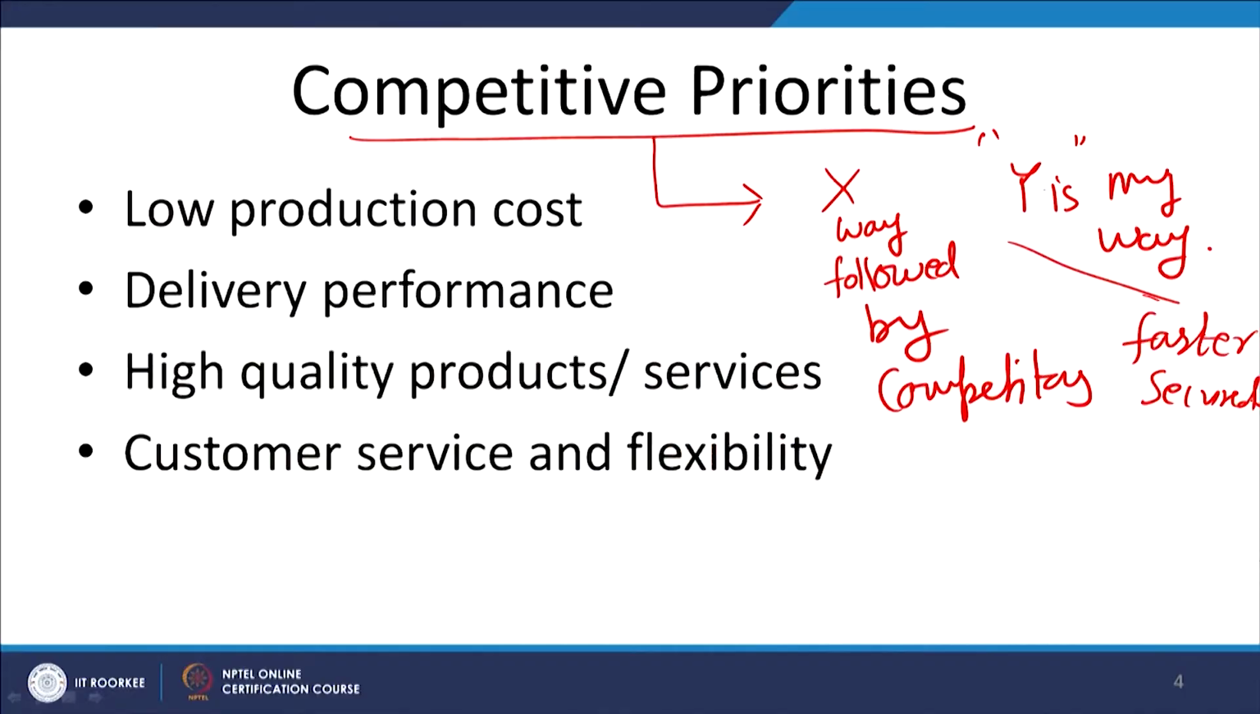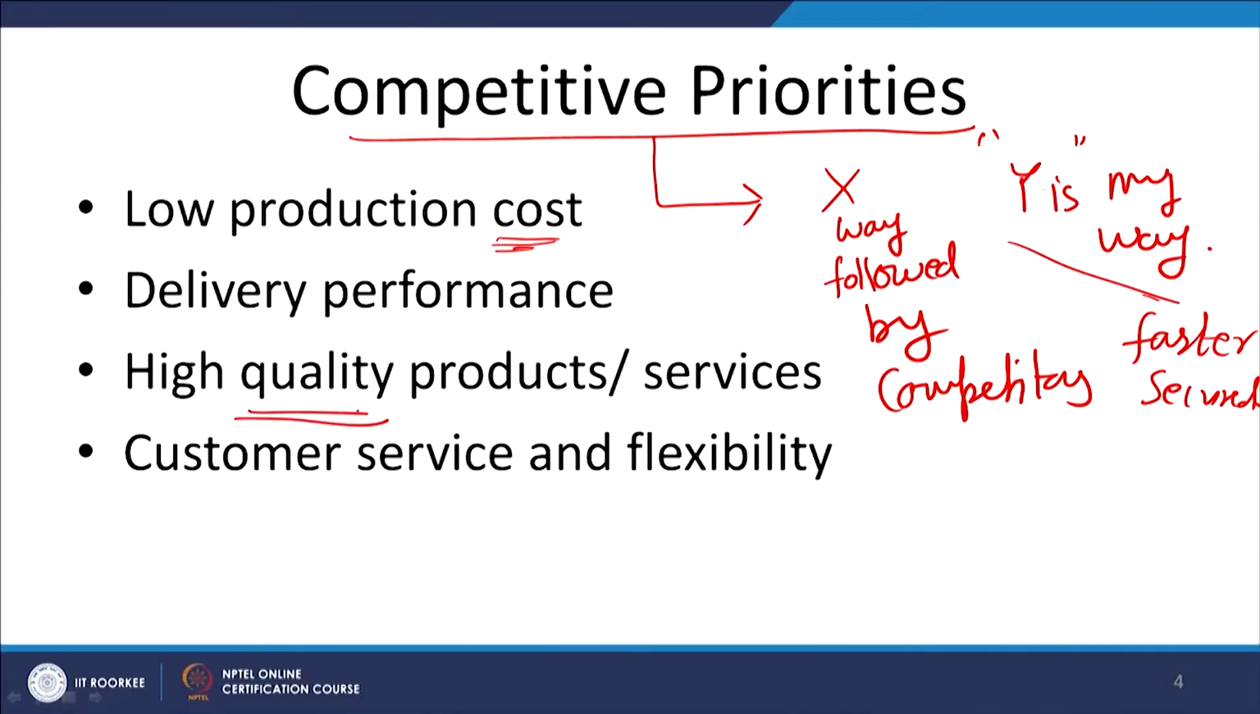Now, in terms of operations management, there are four important competitive priorities we will regularly discuss. The first is cost, which is a very important competitive priority. The second is quality, and the third is delivery performance. So QCD, and the fourth is flexibility.